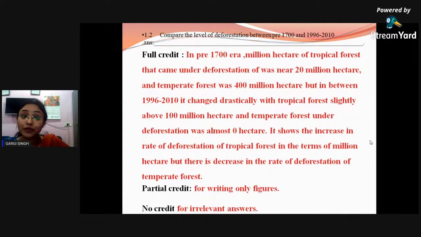Now you have to write further because this is an analysis. So you have to write, it shows the increase in rate of deforestation of tropical forest in terms of million hectare, but there is decrease in the rate of deforestation of temperate forest. Then your answer is considered to be complete. You will get full credit if you have written both the things. If you have mentioned the data as well as the analysis, then you are going to get full credit. If you have written only figures, you will be given partial credit. And then there is no credit for any irrelevant answer.